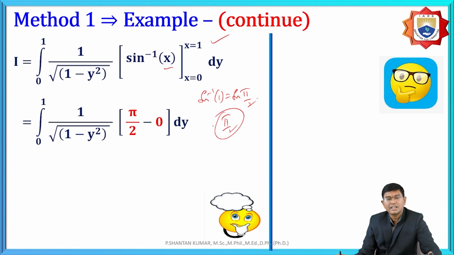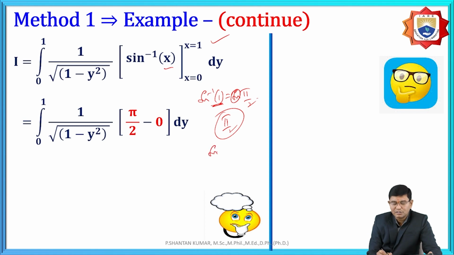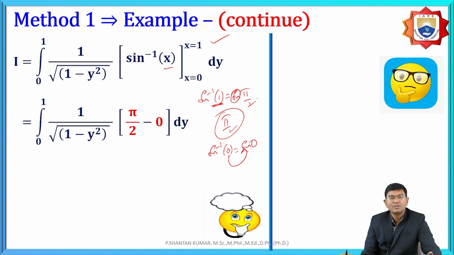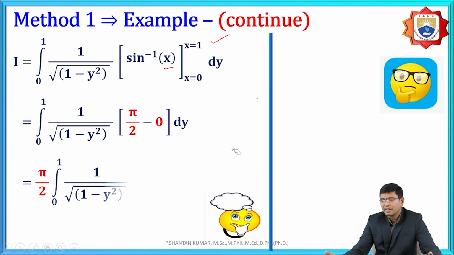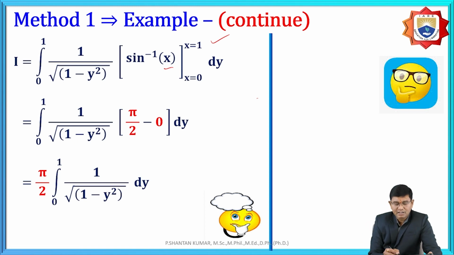Therefore sine inverse 1 is nothing but pi by 2, since the sine of pi by 2 is 1. Therefore pi by 2 minus sine inverse 0. Sine inverse 0 is nothing but 0, since sine 0 is 0. Therefore pi by 2 minus 0 is the value. And here again pi by 2 is a constant term.